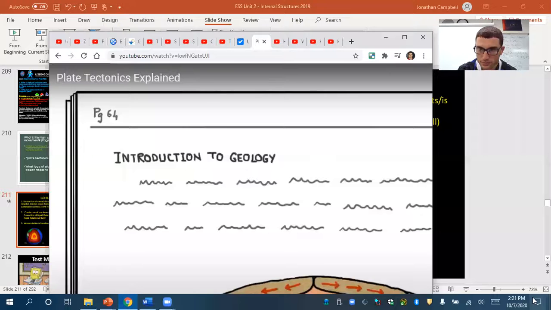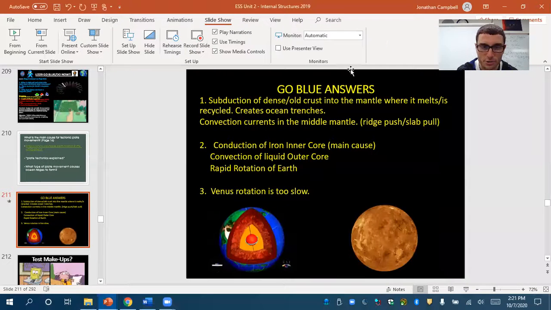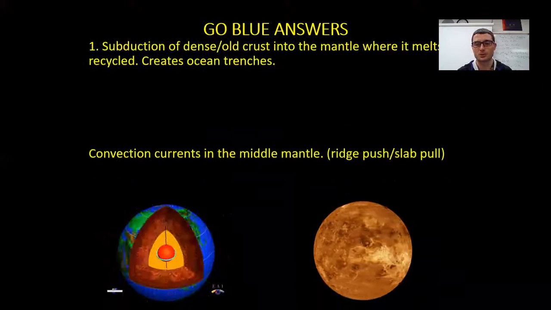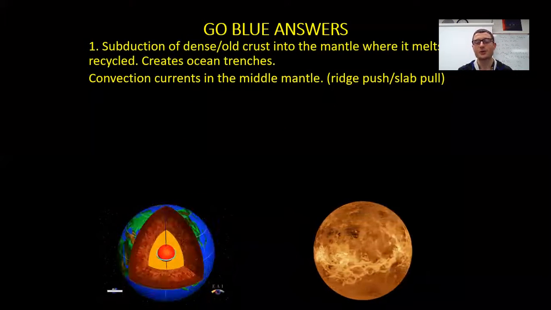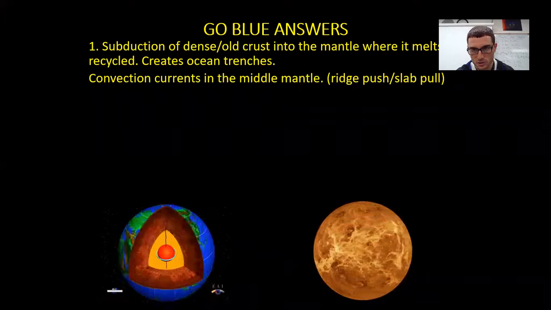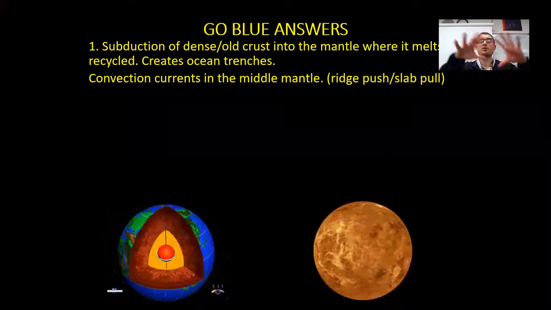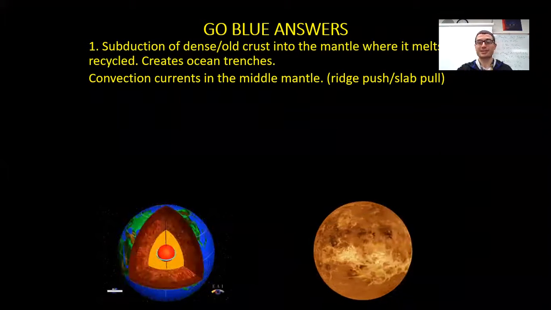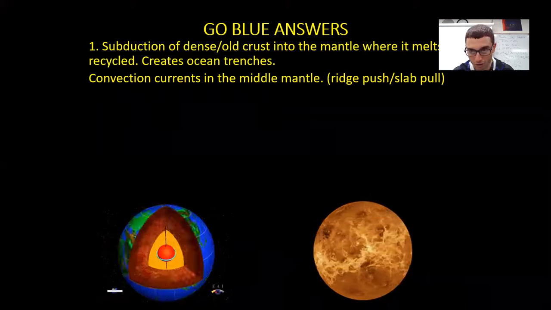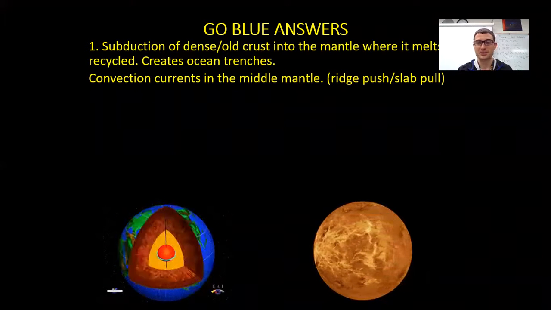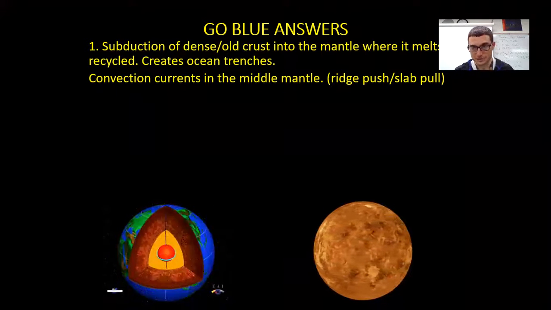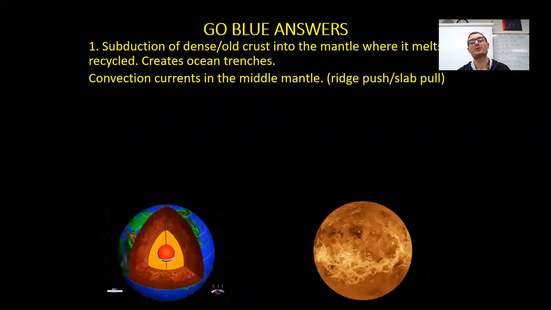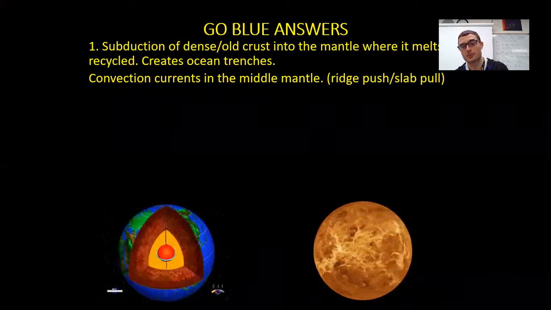Okay, moving on to question number 2. Super, super important, guys. One of the most important Go Blues I've seen in a while. What are the 3 causes of Earth's magnetic field? Yes, the force field, the shield surrounding our planet, protecting our water, protecting our life from the sun's deadly radiation, okay? Because we can get some radiation, but too much of it would be terrible for our planet. But what's causing that protection?